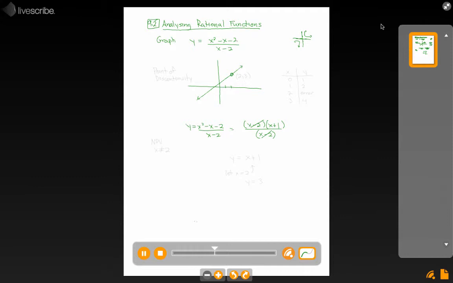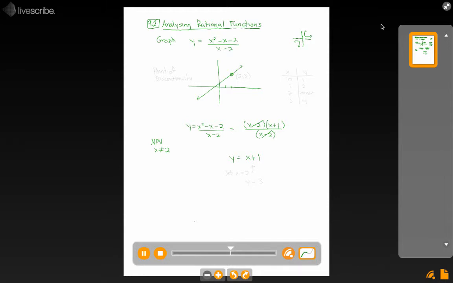So it is tempting to just cross those out, and we can do that as long as we remind ourselves that we do have a non-permissible value, that x can't equal positive 2. If you put in positive 2 here, you've got a problem because you're dividing by 0. If we do now cancel out the factors, we basically have a graph that looks exactly like y equals x plus 1, with one small difference, and that is that at x equals 2, there actually is a hole in this graph. Hard to see on the TI calculators.